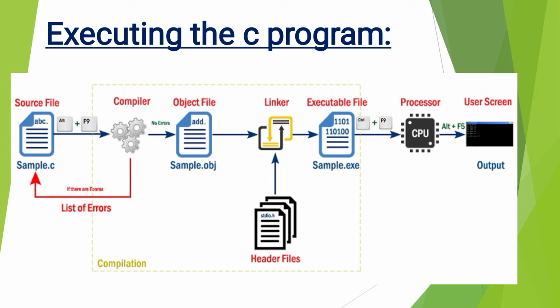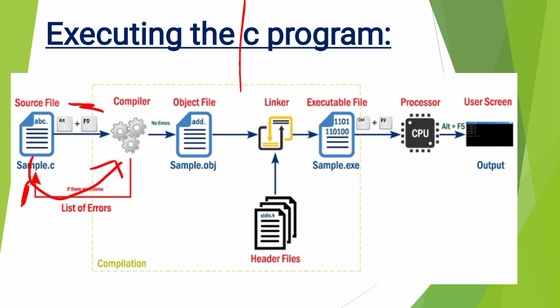See, source file. Here our source file name is sample.c. After writing the sample.c program, the program should be passed to the compiler. The compiler is used to compile the program. To compile the program, we have to press the Alt key along with F9, which means Alt plus F9. We have to press these two keys in combination at a time. So the Alt plus F9 key combination is used to compile the program.